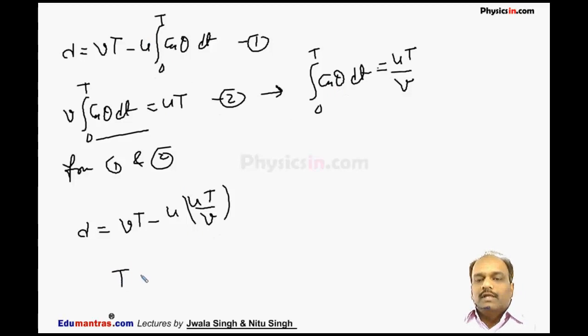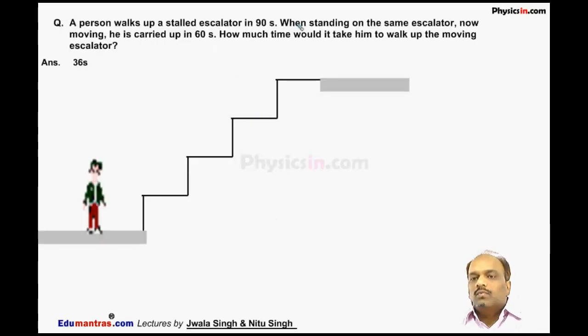So from here we get t equal to d into v divided by v square minus u square. This is the time when the swimmer will catch this pole. This is the answer.